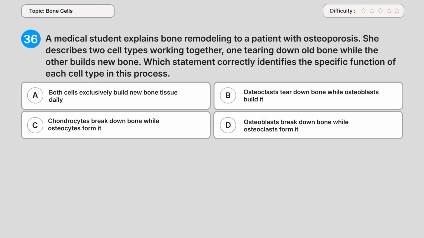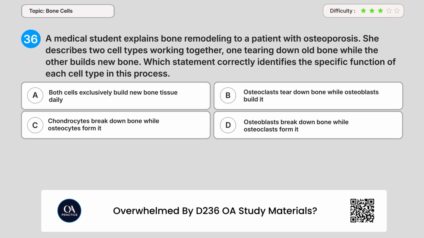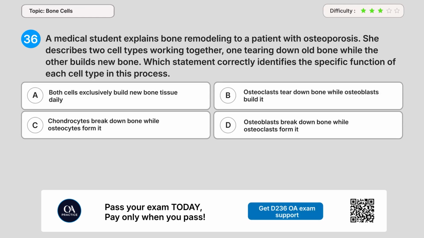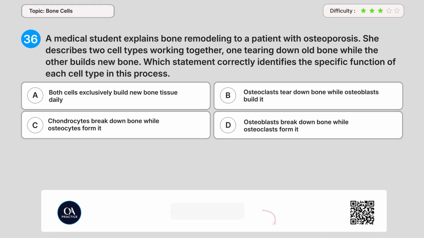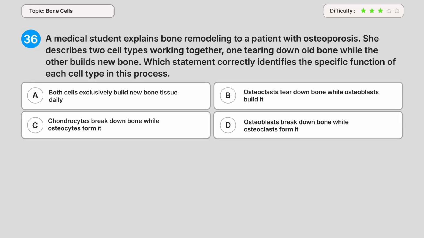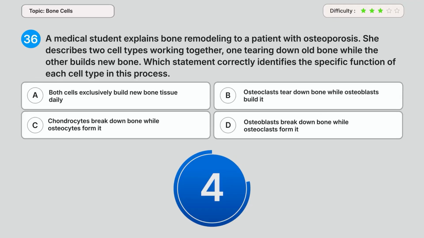Question 36. A medical student explains bone remodeling to a patient with osteoporosis. She describes two cell types working together, one tearing down old bone while the other builds new bone. Which statement correctly identifies the specific function of each cell type in this process? A. Both cells exclusively build new bone tissue daily. B. Osteoclasts tear down bone while osteoblasts build it. C. Chondrocytes break down bone while osteocytes form it. D. Osteoblasts break down bone while osteoclasts form it. What do you think is the answer?